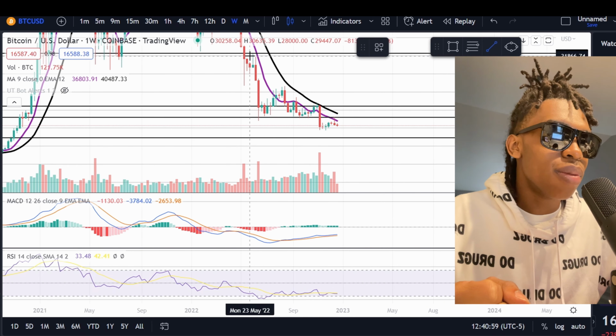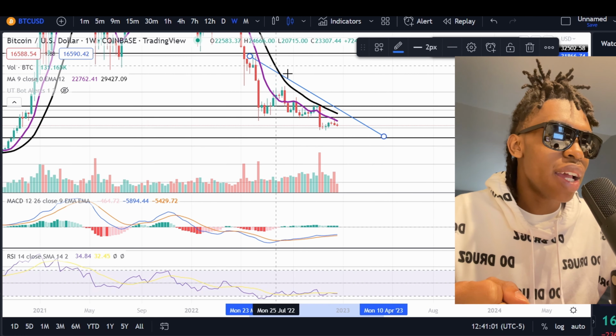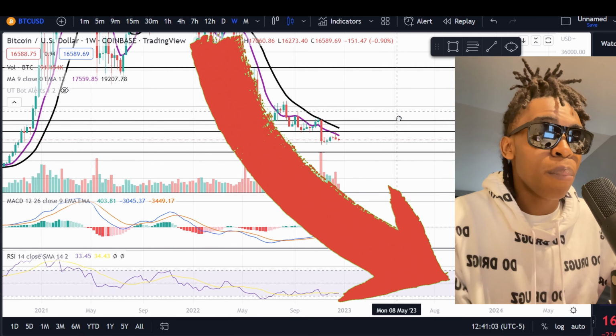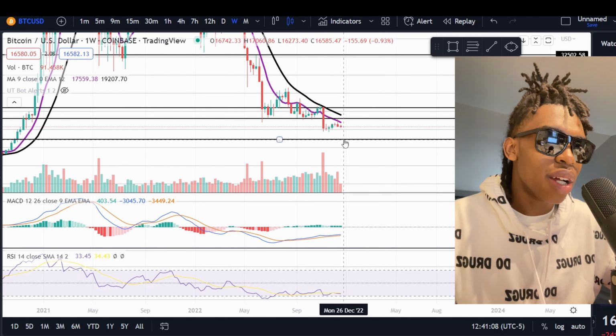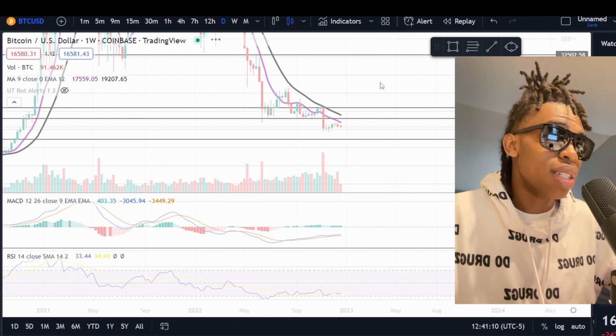Let me scroll down. You see that straight line? It's diagonally down, a downtrend. And you see how I trade? Every time I hit the black line, I go down. That's how I trade. That's the week.